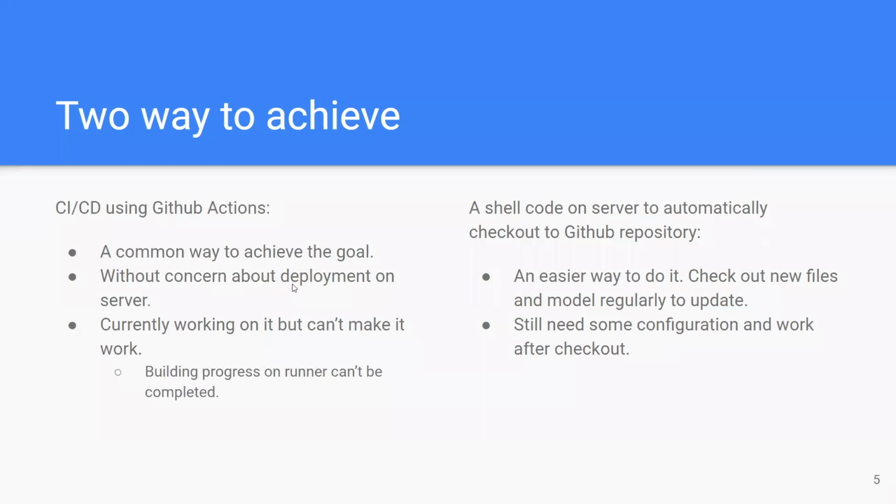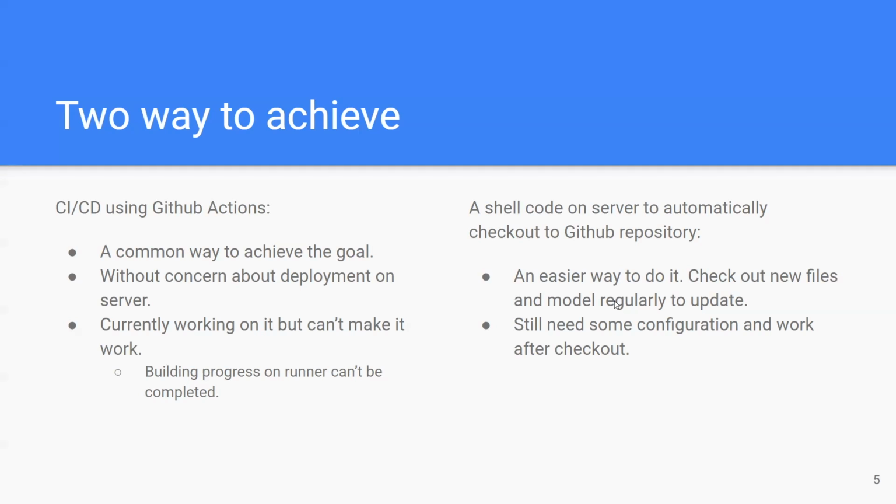So for now, there are two ways to achieve it. The first method is the common way to do so, using GitHub Actions. Using GitHub Actions has a couple of benefits, like we don't need to be concerned about the deployment on the server, because GitHub Actions will build the whole project and run it to make sure it works and then push it. It sends all the files to our remote server using the private key. We are currently working on it, but we can't make it work because there are still a lot of problems when we try to build our model online, like on the online runner.